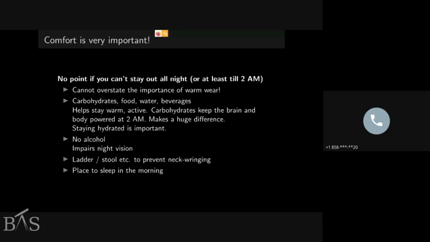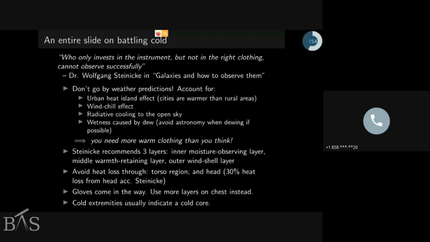So here's the entire slide on battling cold. I was reading Galaxies and How to Observe Them. Like I said, that book has everything. And I found this line there: who only invests in the instrument but not in the right clothing cannot observe successfully. So when you're out in the open, it will be much colder for the following 4 reasons.